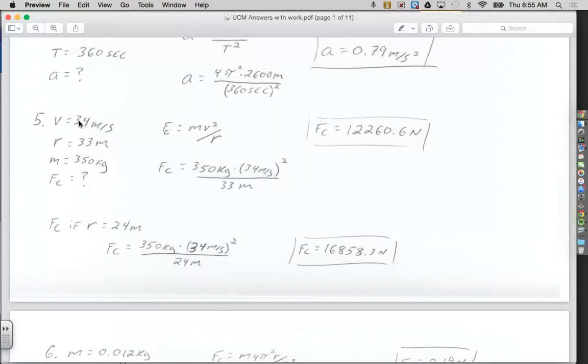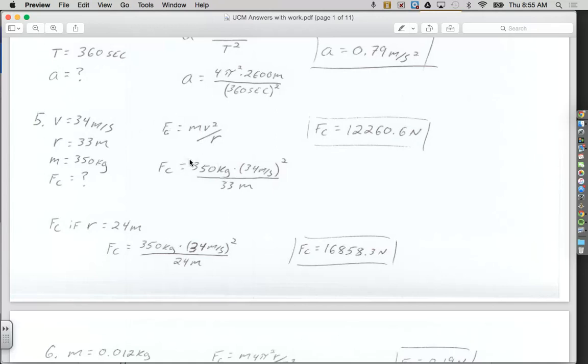Okay, so let's go to how we solved it. Number 5. The first part, the speed is 34 meters per second. The radius is 33 meters. The mass is 350 kilograms. And we want to know the centripetal force. So I looked at my equation sheet. What's my centripetal force equation, which has m and r and v in it? It's right here. Centripetal force equals m v squared over r.